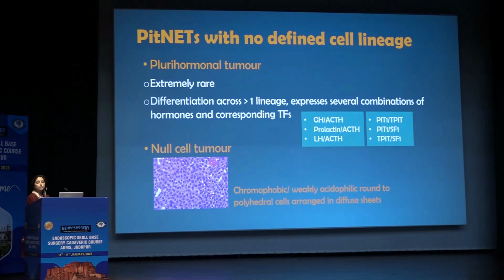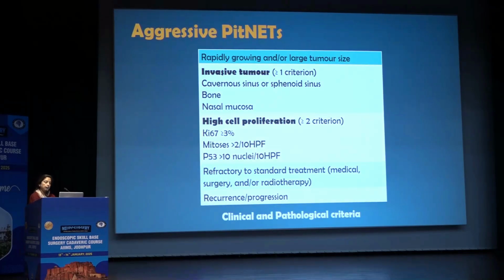And then the last tumor is null cell tumor. Null cell tumor is a tumor which won't show differentiation towards any lineage or any hormone expression. So basically the panel will come negative for all the transcription factors and the hormones, and on histopathology we'll see these type of cells which are chromophobic and arranged in diffuse sheets. So that finishes with the PitNETs.